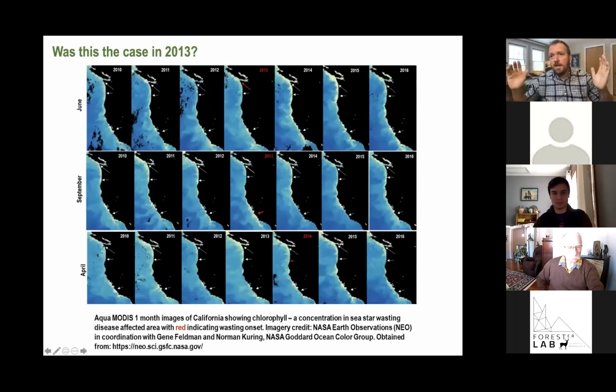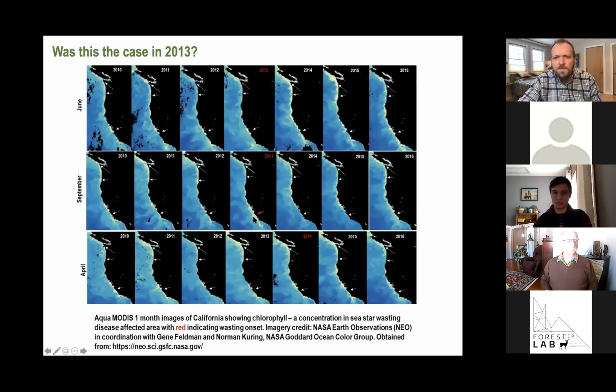Also, if you look at satellite imagery, so this is the SeaWiFS imagery, this is Aqua MODIS imagery, looking at chlorophyll A concentration from 2010 through to 2016 in 3 different months that we knew corresponded with wasting, you tended to sort of see, if you squint again, that there are increases in chlorophyll A at those affected sites in those years compared to other years, more so than others, particularly here in Central California.